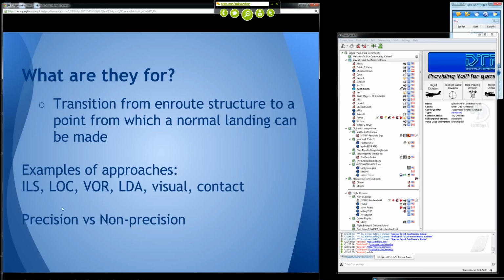And then we have the distinction between precision and non-precision approaches. This is absolutely critical, and so it is worth repeating one more time what the difference is here. A precision approach is going to provide you not just lateral guidance, i.e. left and right, but also vertical guidance during the approach. Whereas a non-precision approach is only going to provide lateral guidance. It will not provide detailed vertical guidance. That's not to say that it won't help you at all with how high you should be, but it won't give you the same level of precision that a precision approach will when it comes to the vertical guidance.